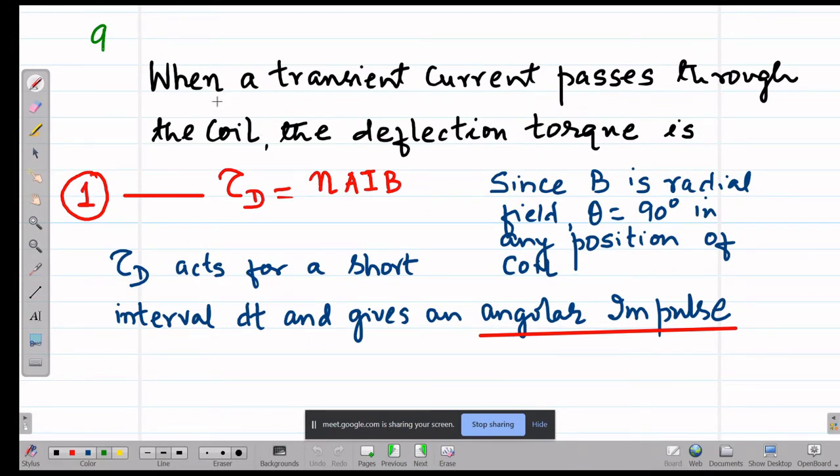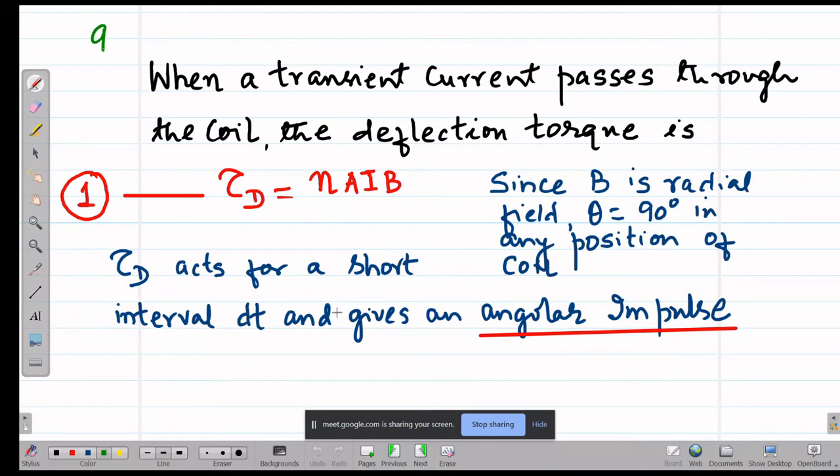So when a transient, meaning current flowing for a short time, passes through the coil, the coil will experience a torque which will try to deflect the coil, which will try to turn the coil. Therefore, this torque in this context is called deflecting torque. And that torque is NAIB sin theta. But where did sin theta go? The formula was NAIB sin theta. Why have I not written sin theta here?